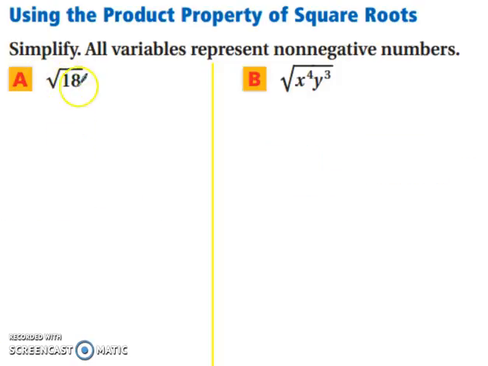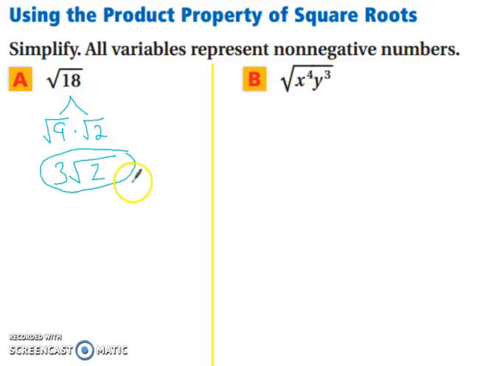So we have the square root of 18, and we're going to split this up. When we split these up, we want to make sure we select at least one number that is a perfect square. So some factors of 18 are 9 and 2. So we have the square root of 9 times the square root of 2. Well, we know what the square root of 9 is. That's 3. And we can't simplify the square root of 2 any further, so we simply rewrite it. So your end result is 3 times the square root of 2.